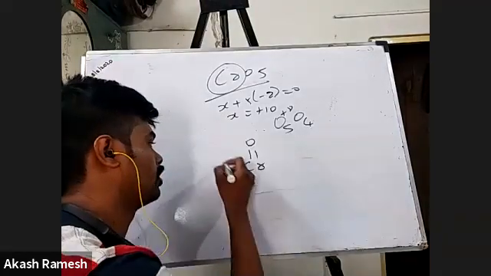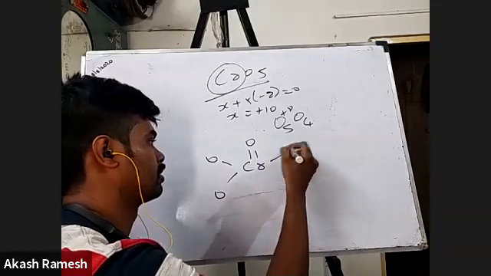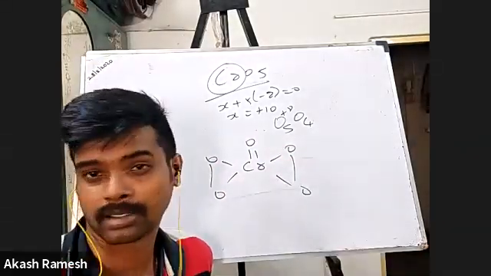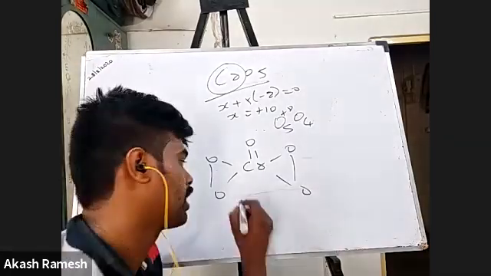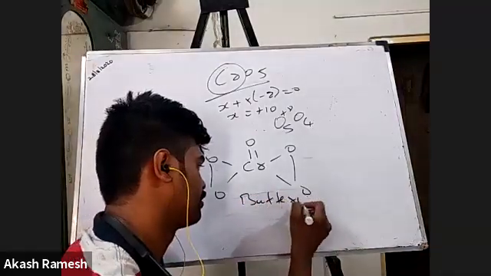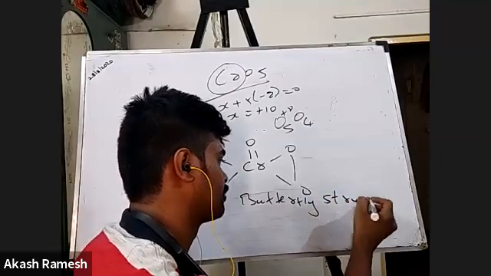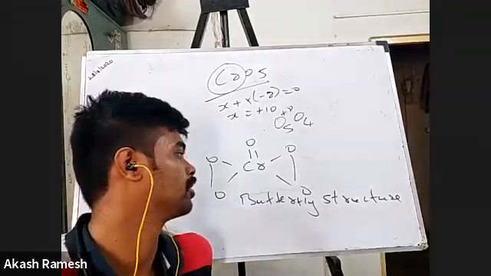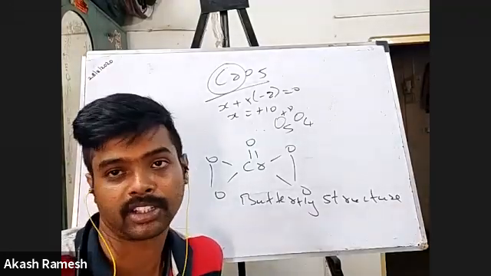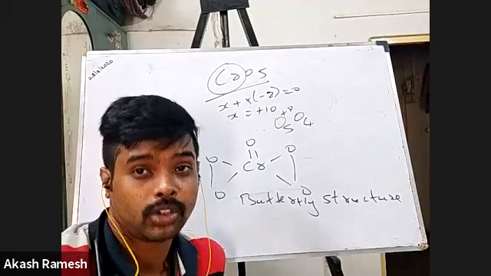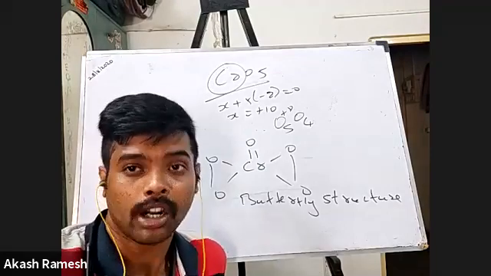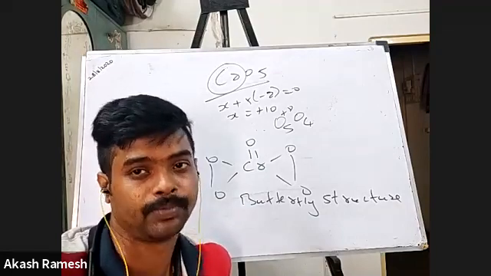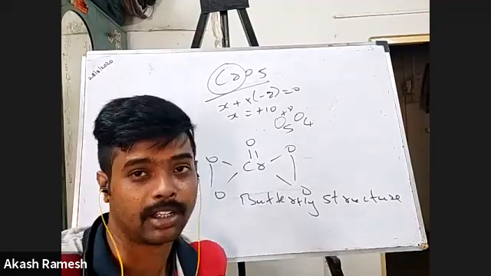CrO5 will actually look like this. This is how it looks. This structure is a very famous structure called the butterfly structure. This structure looks like a butterfly, isn't it? So here you cannot take -2 for all the oxygen atoms. So what do you see here?